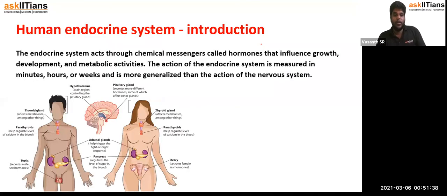Now, the human endocrine system. We need to know about endocrine. Endo means inside, and crine means secretion. So what you need to understand is that these are secretions that happen inside our body, not outside. Inside the body means it secretes into the bloodstream. That's called endocrine.